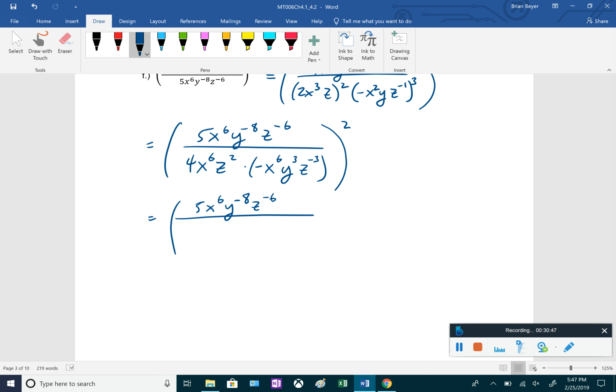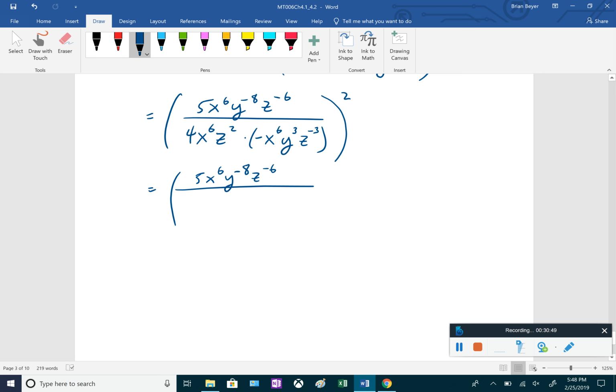Okay, so combining that denominator now, it's going to be 4 times -1, so -4. X to the 6th times x to the 6th, that's x to the 12th. We're adding. And then for the y variable, it's just y cubed. There's only one y term down there. And then z squared times z to the -3. We're adding again, so z to the -1.